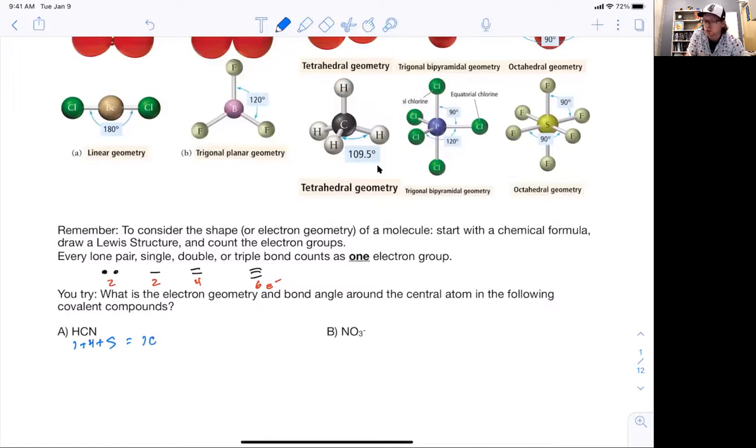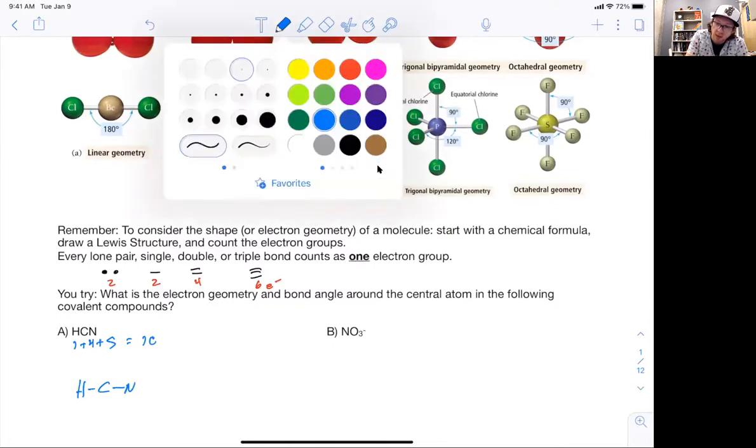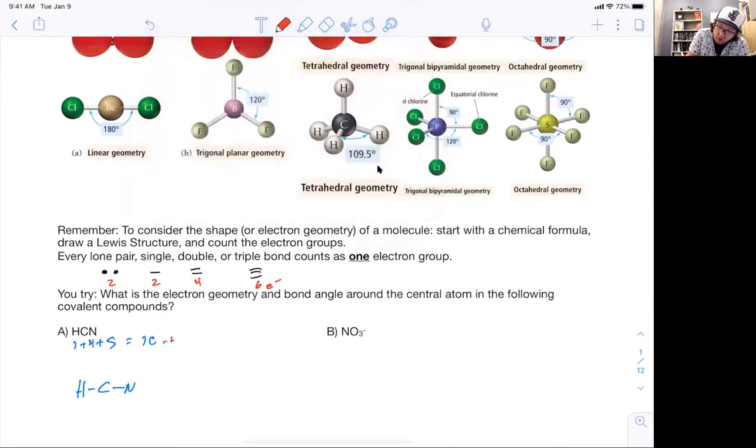It's a good idea to assume that the connectivity of the molecule is the same as the way it was written. If it wasn't H connected to C, then connected to N, we would have written it in a slightly different way. So H usually, then C, then N. And this is our basic structure. We've just connected them with single bonds. And when we did that, we used 4 electrons. So now 6 electrons are left over.